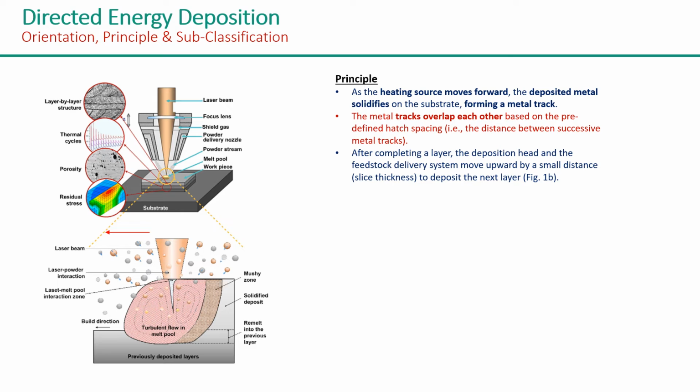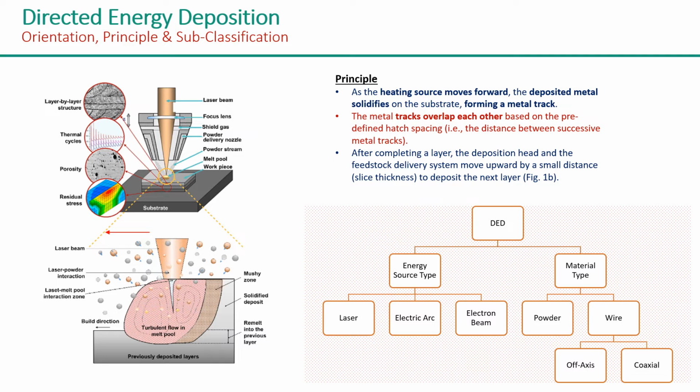Once this particular layer is over, we can move the nozzle in the plus jet direction, upward, and we can deposit the melted layer again on the previously deposited layer. In that way we can move in the plus jet direction and build the component in height. So this is the basic principle.